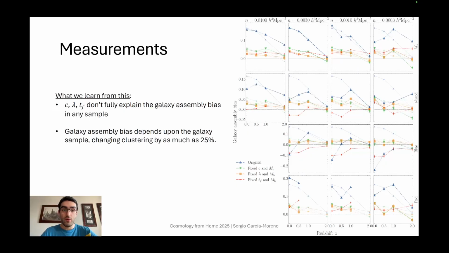From this figure, we can learn two main things. The first one is that concentration, spin, and formation time don't fully explain the galaxy assembly bias in any of the samples analyzed in this work. We can also see that galaxy assembly bias depends upon the galaxy sample that we are looking at, changing clustering by as much as 25%, as we can see in this panel here.